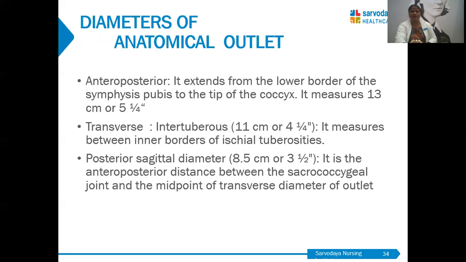The diameters of the anatomical outlet: anteroposterior extends from the lower border of the symphysis pubis to the tip of the coccyx, and measures about 13 centimeters. Transverse diameter, the intertuberous, measures between the inner borders of the ischial tuberosities. Then the posterior sagittal diameter is 8.5 centimeters. It is the anterior posterior distance between the sacrococcygeal joint and the midpoint of the transverse diameter of the outlet.